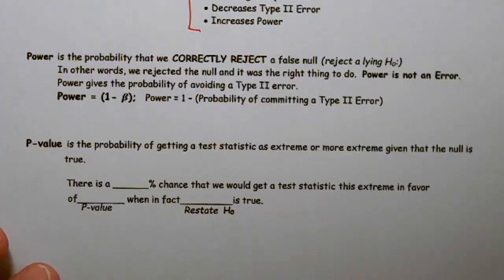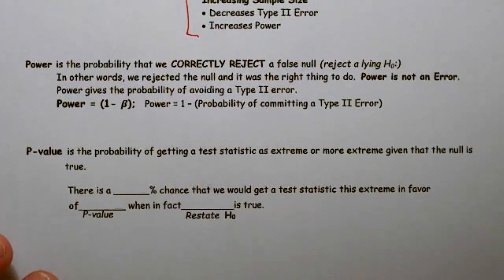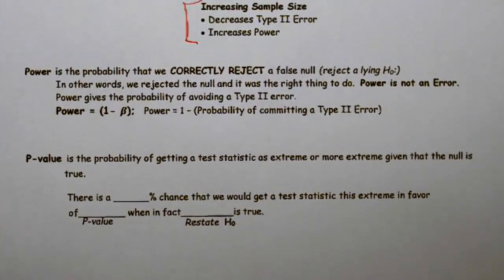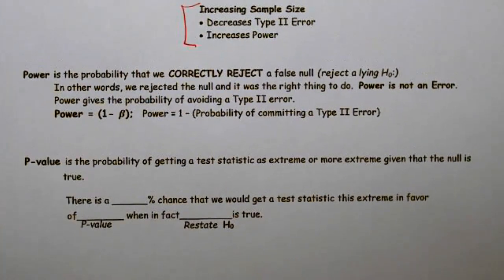And finally, here's our p-value definition. The probability of getting a test statistic this extreme or more extreme, given that the null is true. All right, thank you for following along. And I have to say that this is the most difficult thing that we do in all of AP statistics this semester. Thank you.